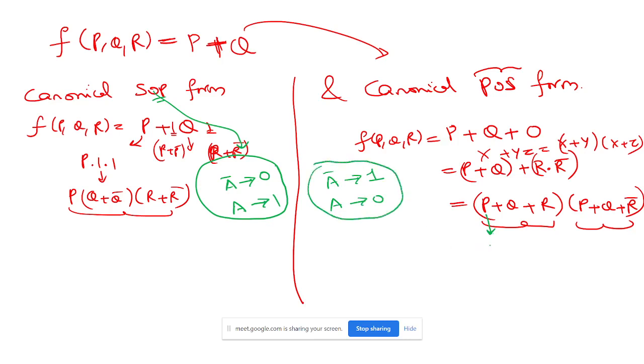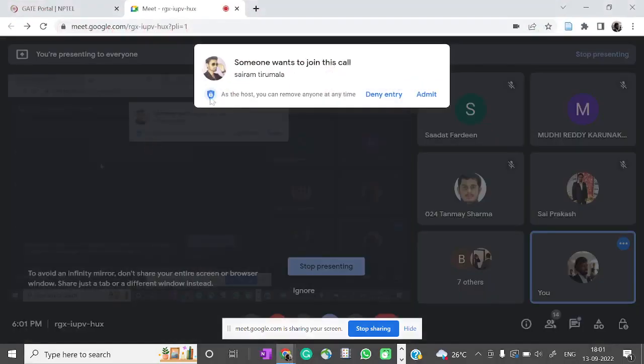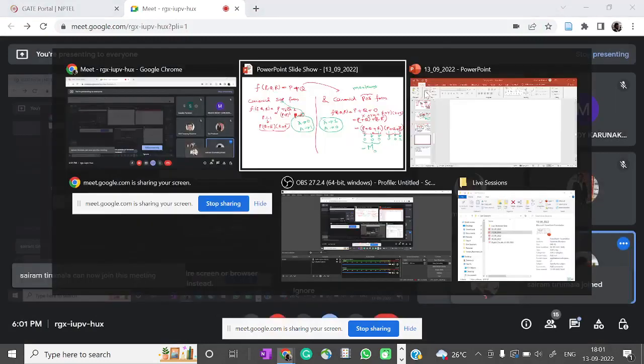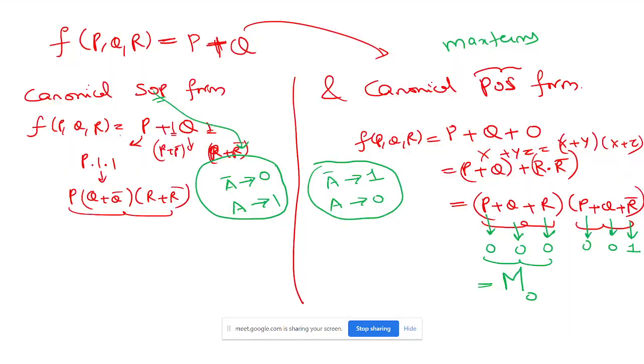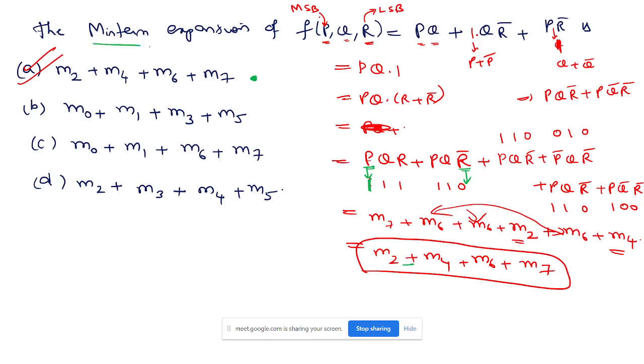So here P is uncomplemented, so 0, Q 0, R 0. Again P 0, Q 0, R complement means 1. So what is this? 0, correct? But this is a max term, M0. This is important. These are product of sums, right? Max terms. In SOPs, what do you call them? Min term. That's why there is something like min term expansion.